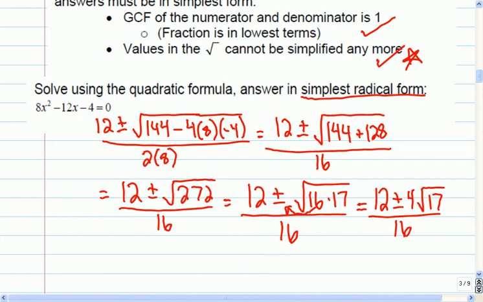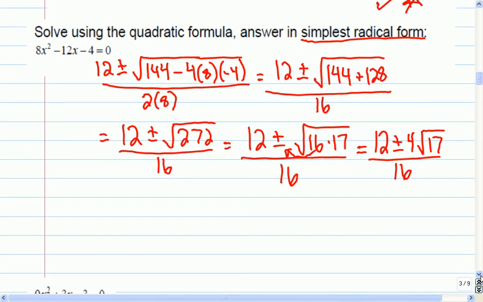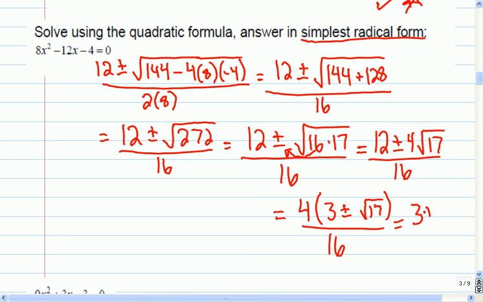So for example, I could rewrite this as 4 times 3, factor that out, which means the common factor 4 divided by 16 is just going to be a 4 on the bottom. So this is my answer in simplest form. That would be full marks answer. Okay, so it's not just that you can work the quadratic equation. You have to use some of those Math 10 skills to get yourself down to simplest form.